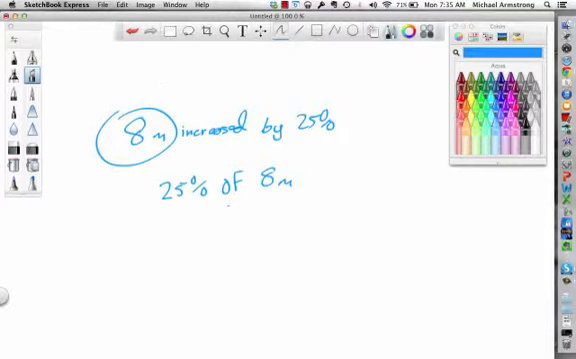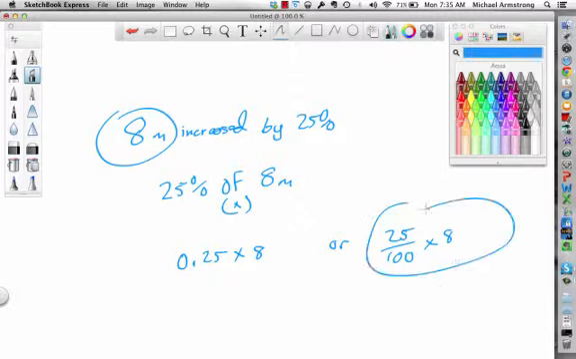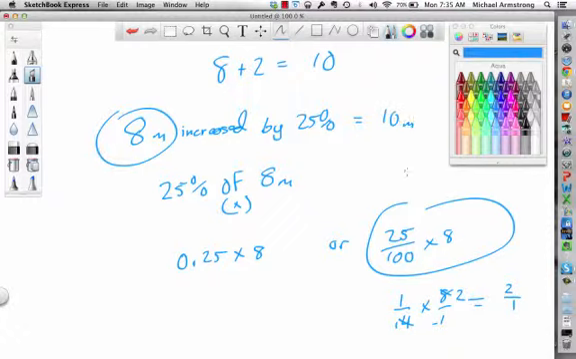So we just need to find 25% of 8 meters, and of always means times. So 0.25 times 8, or 25 hundredths times 8. Okay, 25 hundredths, this is the way I would prefer, because 25 hundredths is the same as 1/4. And then this just becomes 2. 1 times 2 is 2. 1 times 1 is 1. So it would be increased by 2. So we would have 8 plus 2 is 10. So 8 meters increased by 25% is 10 meters.